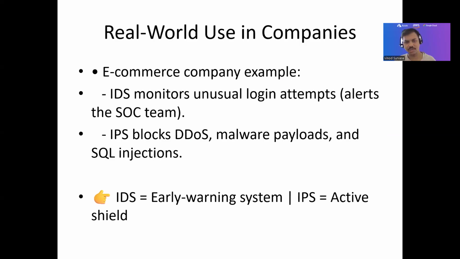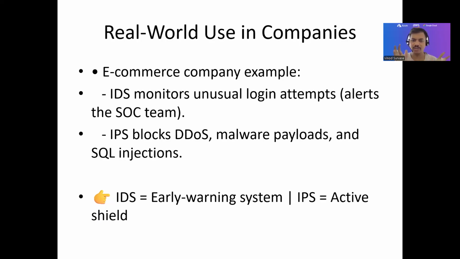For example, an e-commerce company will deploy IDS, which is going to monitor unusual login attempts and notify and alert SOC teams. And IPS blocks DDoS attacks, malware payloads, and SQL injections across the business applications and systems together, right? So you can see, simply, IDS equals an early warning system, which is a proactive approach to identify and notify what is happening across the systems, and then we would be getting appropriate details to be able to take actions on those situations, right?